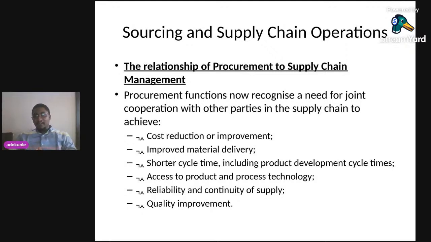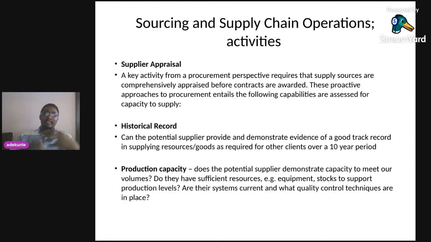One of the relationships, if we look at procurement and supply chain management, is the fact that the procurement function recognizes the need for joint cooperation for both supply chain and procurement. Now, if both work together, supply chain and procurement, it will achieve cost reduction, improved material delivery, shorter cycle time, including product development cycle time. It will achieve access to product and process technology, quality improvement, and reliability and continuity of supply if you marry procurement and supply chain together.